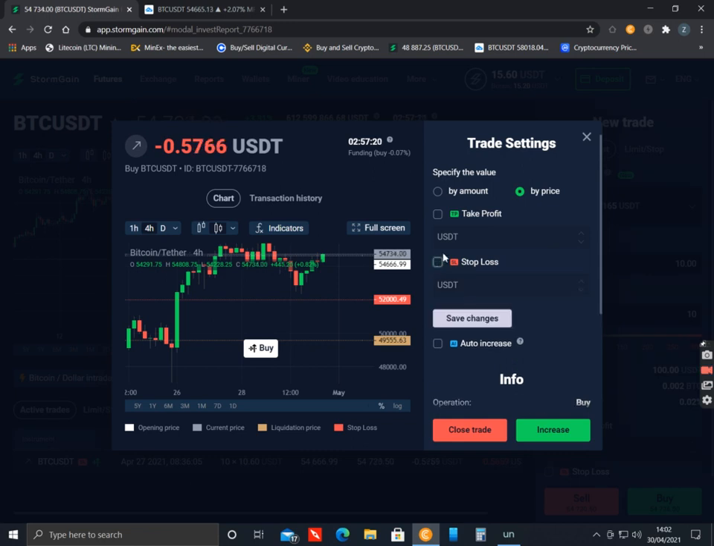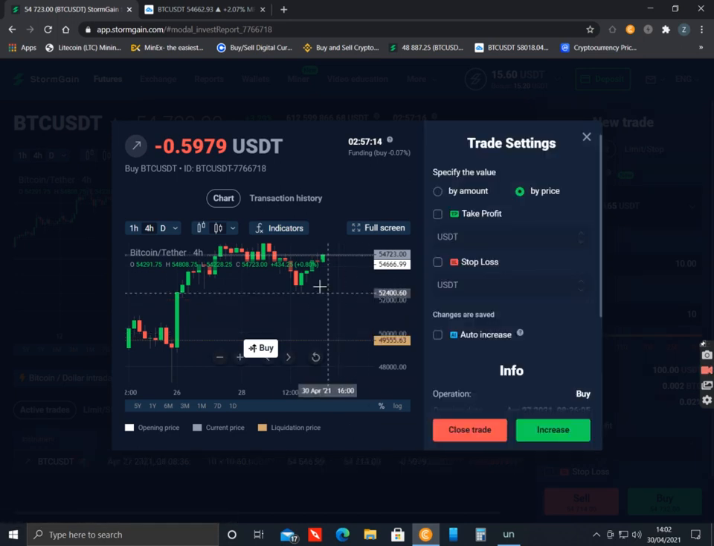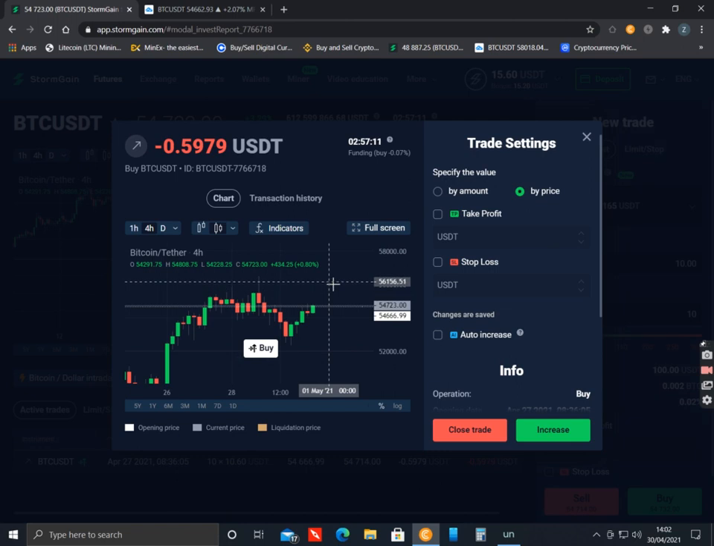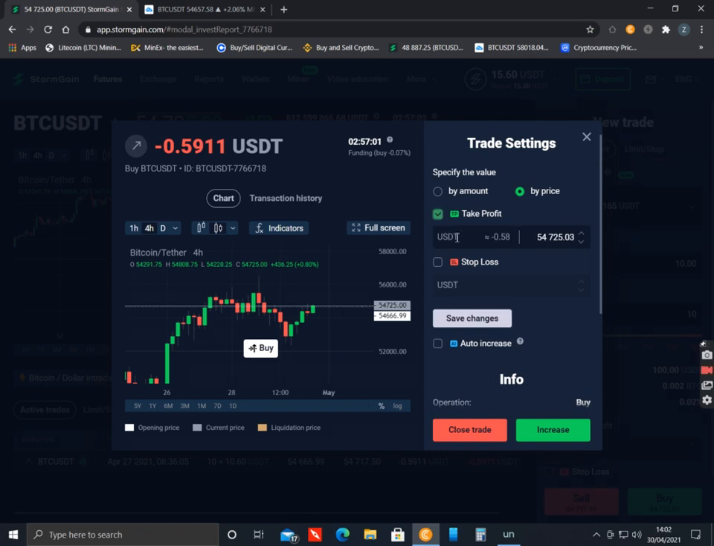So that's just how stop losses work, and it's the exact same thing for take profit, guys. If you wanted to only get a certain amount, or you were aiming for a certain amount, like, I don't know, 10 USDT, then you do that as well. You click on take profit and do it by amount or by price. It's the exact same as a stop loss.